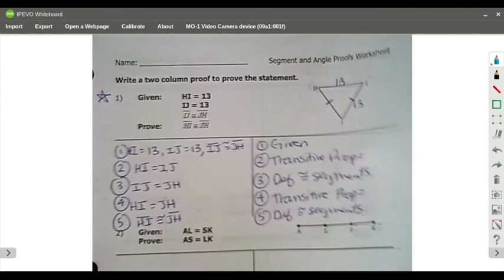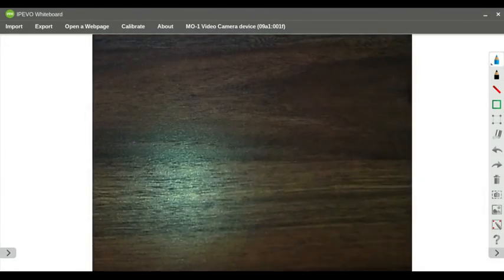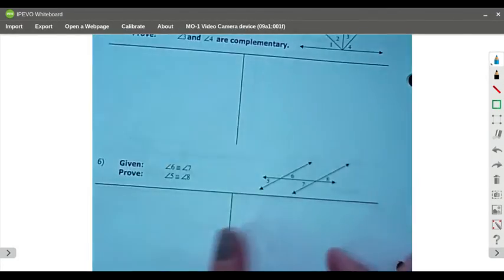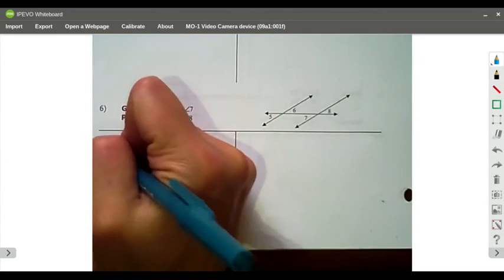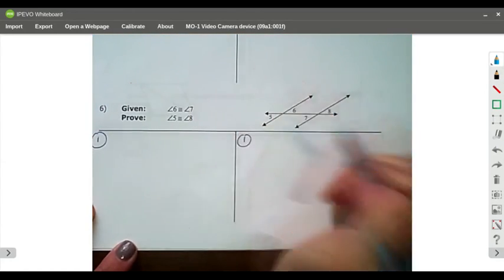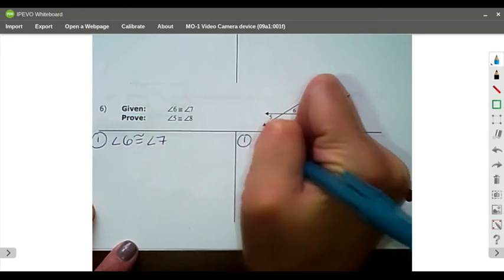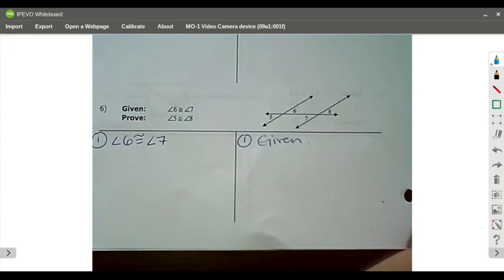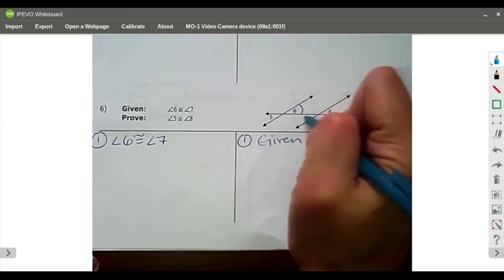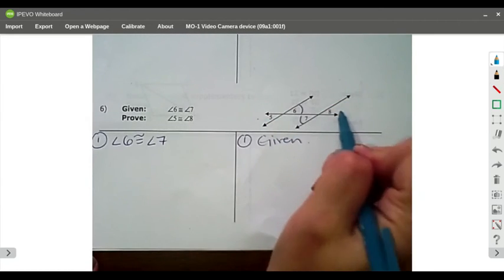We are now going to flip to number 6. There are a couple that are kind of similar to this. I actually think you guys probably don't need me to do this one, but since there are a few, like one other one that's just like this, I figure I'll do one of them. Okay, so we're given that 6 is congruent to 7, and we're asked to prove that 5 is congruent to 8.